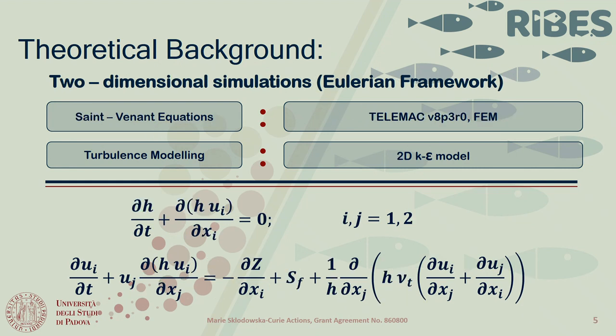And the second approach is the 2-dimensional simulations. We solved the Saint-Venant equations. We used Telemac, which both are open source tools. And for the turbulence modeling, we used a k-epsilon model as well.